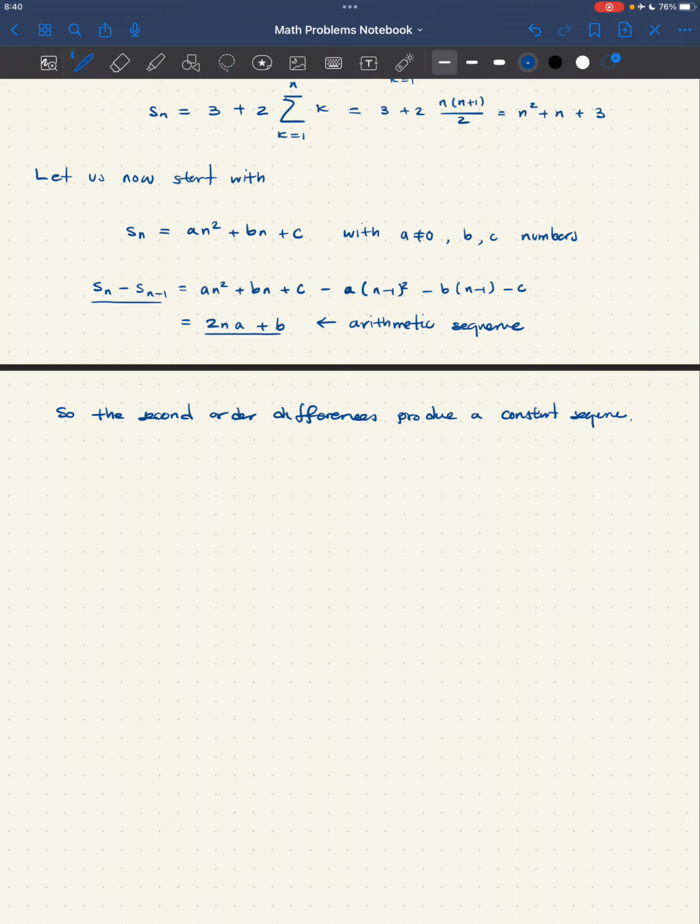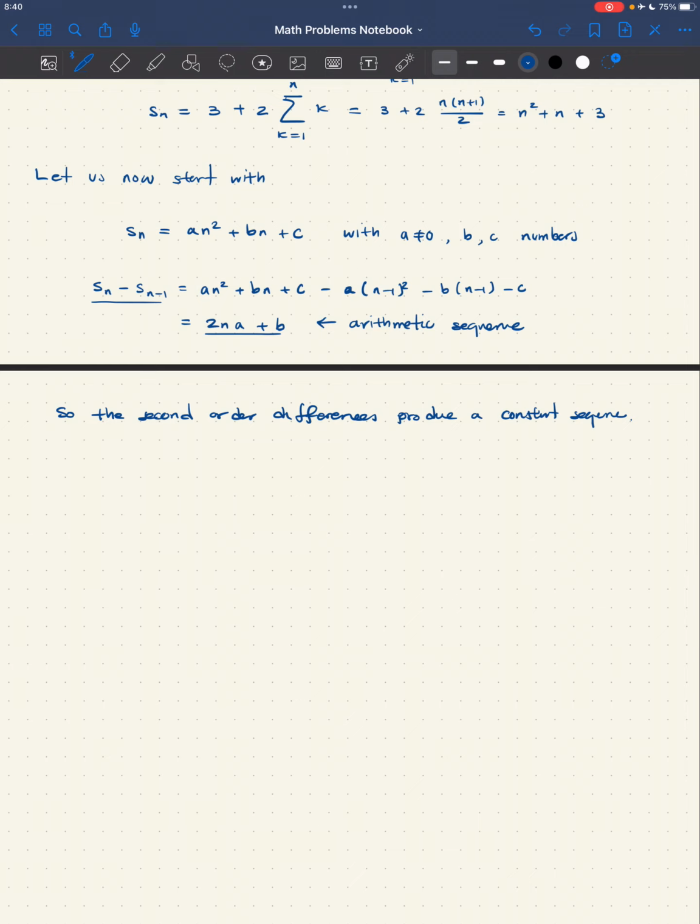In fact, this is what characterizes sequences given by a polynomial of degree k. If you were to take the kth order differences of that sequence, well, the resulting sequence would be a constant. This reminds me of taking derivatives. When you have, let's say, a polynomial of degree 3, and you take the third order derivative, you get a constant. When you have a quadratic polynomial and you take the second order derivative, you get a constant.